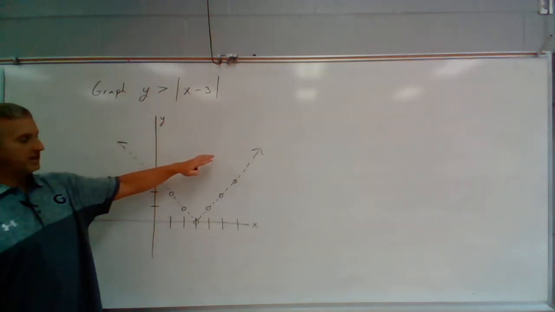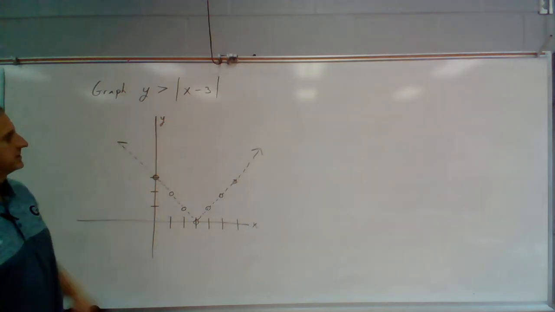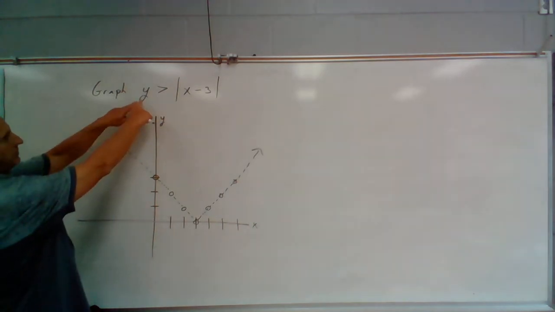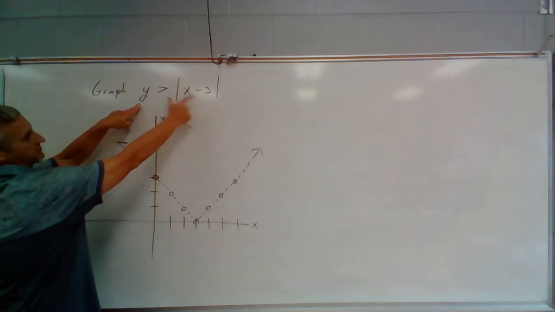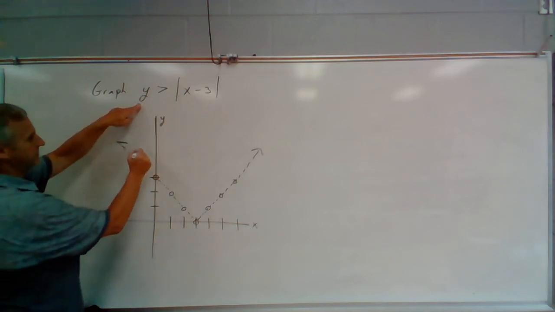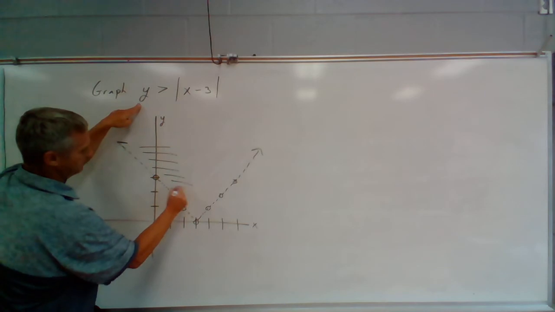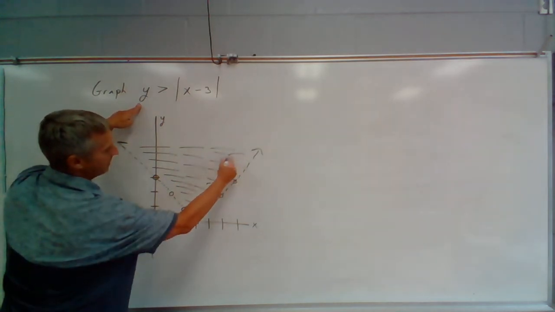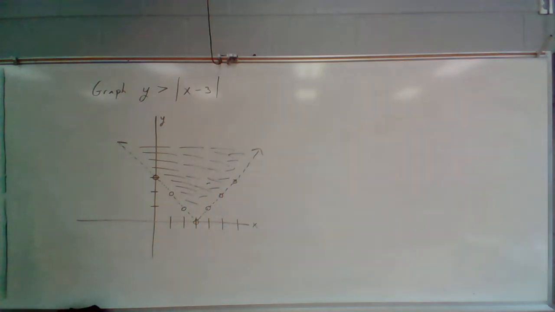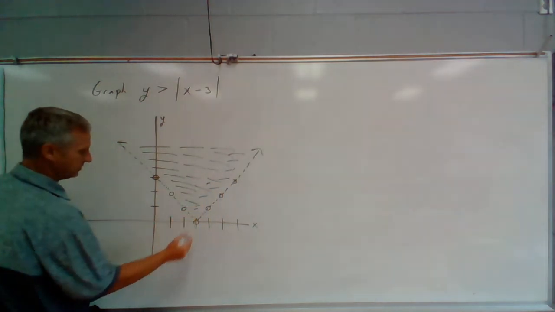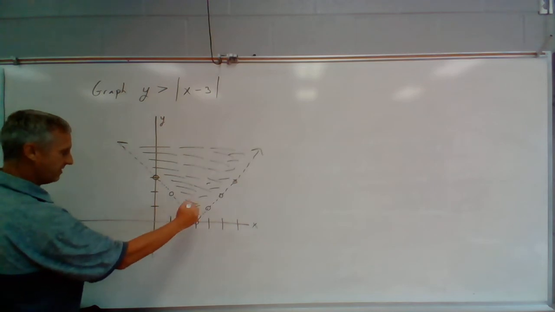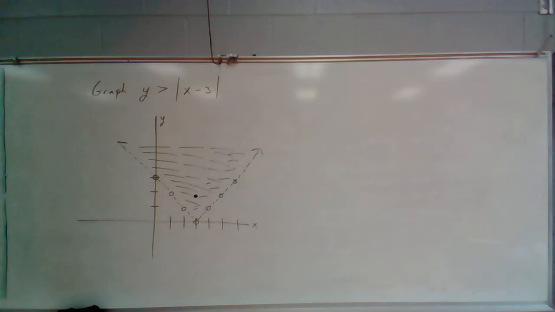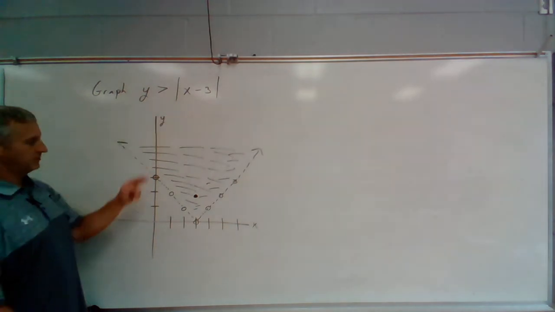Okay, so I want to plot all the points that are solutions to this inequality. So I want all the points whose y value is greater than this. So those will be all these points in this area. Let's check and make sure that's actually true. So I'm just going to pick a point in here. Let's say 3, 2.